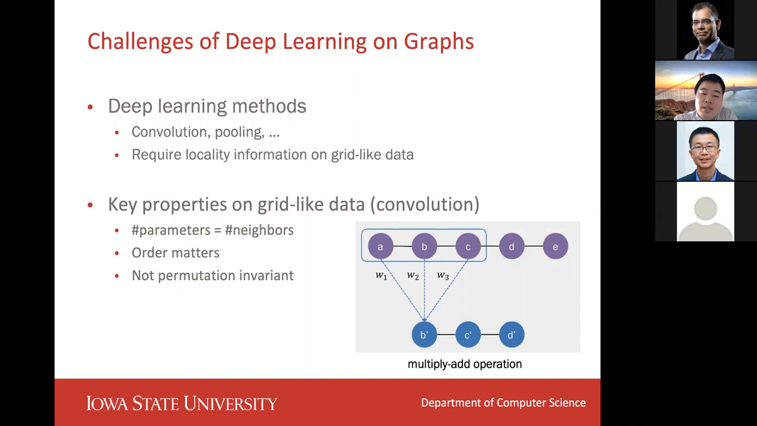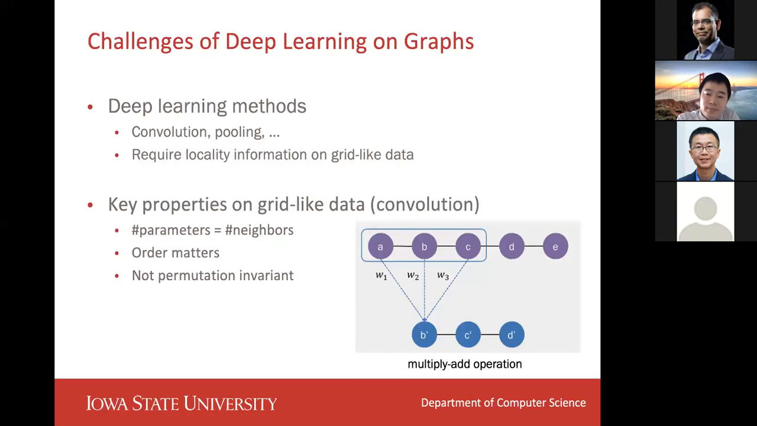Permutation invariant here means the output will remain the same no matter how you permute your input. So obviously the operation is not permutation invariant. If we switch node A and node C, it will become a different sequence and the output also changes. But since the input is not permutation invariant, we do not require the operations on them to be permutation invariant.